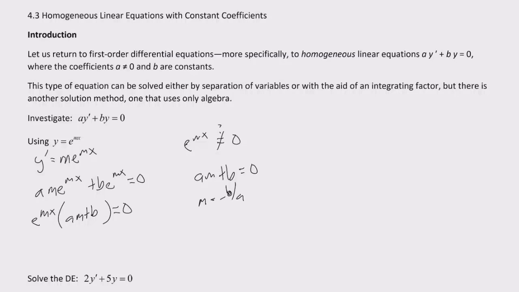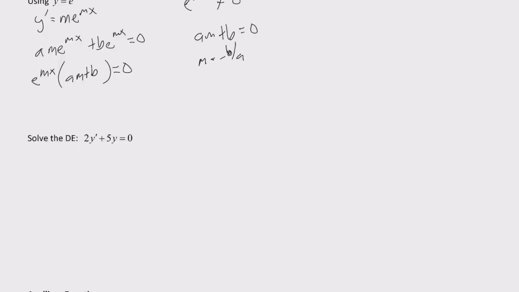So let's look at a specific example of this format and see how this helps us solve the differential equation. In this one, 2y' + 5y = 0. We can speed this process up because we know we're going to end up with 2m + 5 = 0. So m in that case would be negative 5 halves. The general solution for what we've got so far would be c1 e^(-5/2 x).